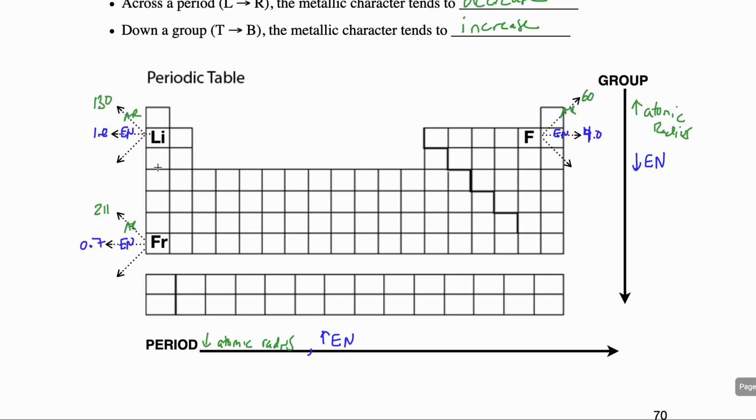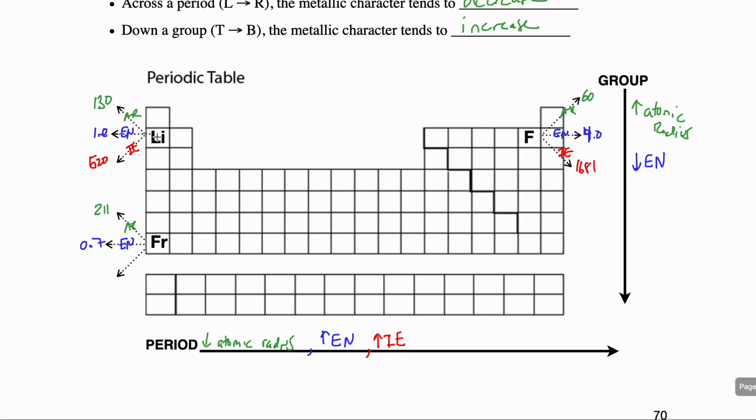Our next idea here was ionization energy values. So I'm going to put IE here. When you go to Table S and you look up lithium, its ionization energy value is 520. And when you move across a period and you look up fluorine's ionization energy value, it's listed as 1,681. So as you move left to right across any period, 520 to 1,681, we tend to see an increase in the ionization energy values. Harder to remove an electron.